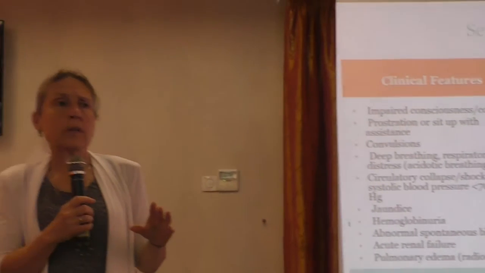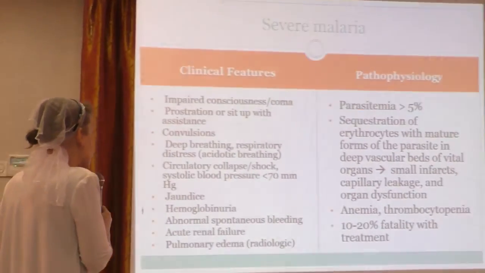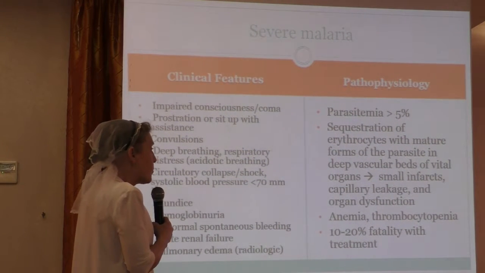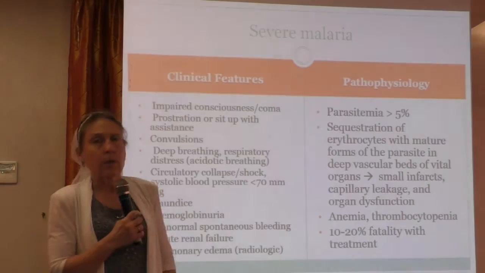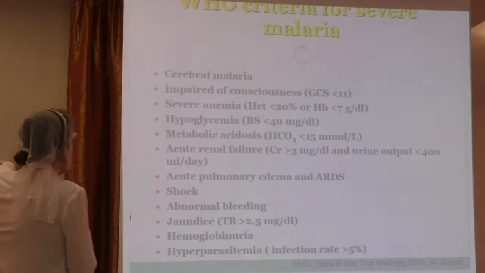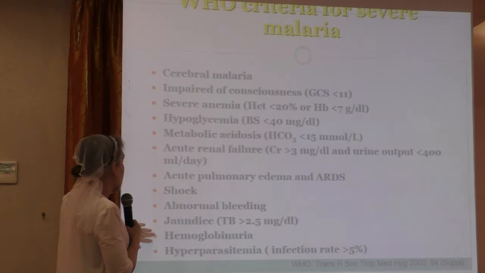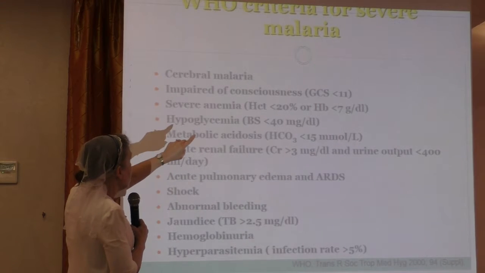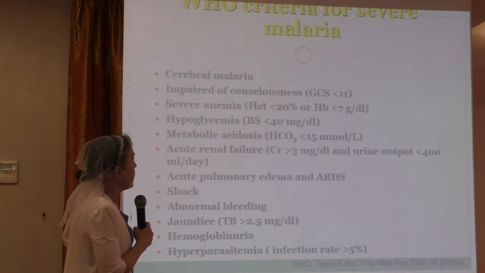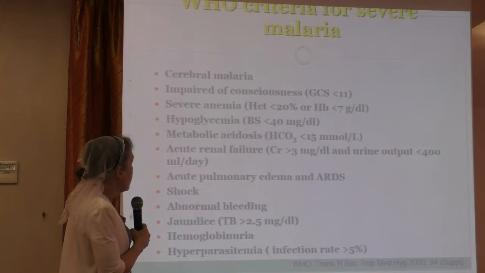So most tropical diseases in their severe forms have hemolytic complications. And 10 to 20% of these patients die with treatment. Without treatment, it's pretty fatal. All right, so, and here are just the WHO criteria, the World Health Organization criteria, just for your knowledge. Same things that we were talking about. Severe anemia, hemoglobin less than 7 or 70, as we would say here. And low blood sugar, etc.